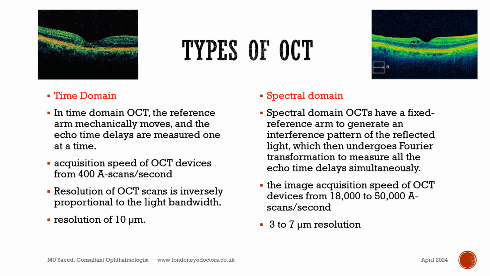The second generation came as spectral domain OCTs, which had a fixed reference arm to generate an interference pattern, and therefore the image acquisition speeds were much higher, about 18,000 to 50,000 A scans per second. It gave a much better resolution of the retina, and the resolution was 3 to 7 micrometers.